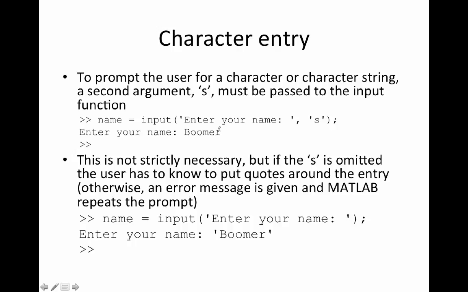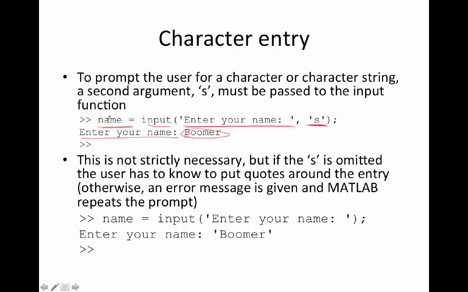Now that was for prompting for a number. If you're going to prompt the user for a character or a character string, you have to pass a second argument, which is quote s quote, to the input function. So for example, if I say enter your name and I want the user to type in a name, then I pass two things to the input function. The first is the prompt, comma, and then the second thing is this quote s quote, which says we're expecting character or string input. So when this is executed, the prompt comes up, enter your name, and then the user typed in a string, and that gets stored in the variable, in this case name, on the left of the assignment.